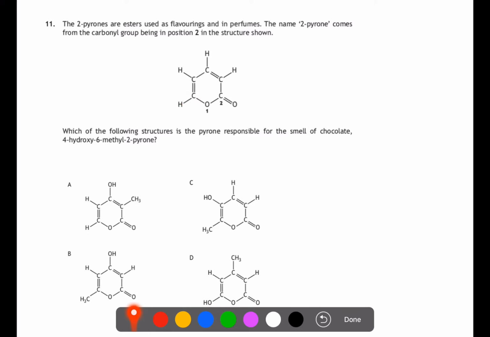So we have 2 possible answers with the hydroxy in position 4. So C and D can be eliminated. And now we're looking for our methyl group to be in the 6th position, which is here. So B is the answer.